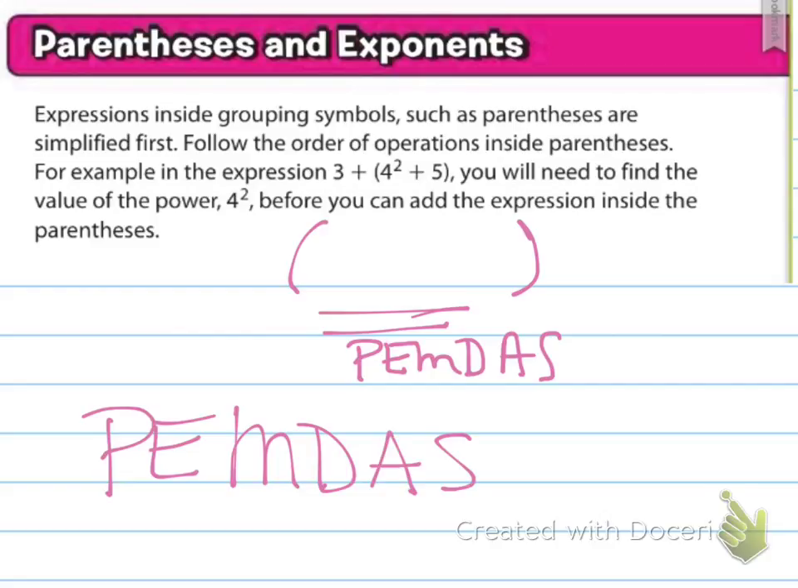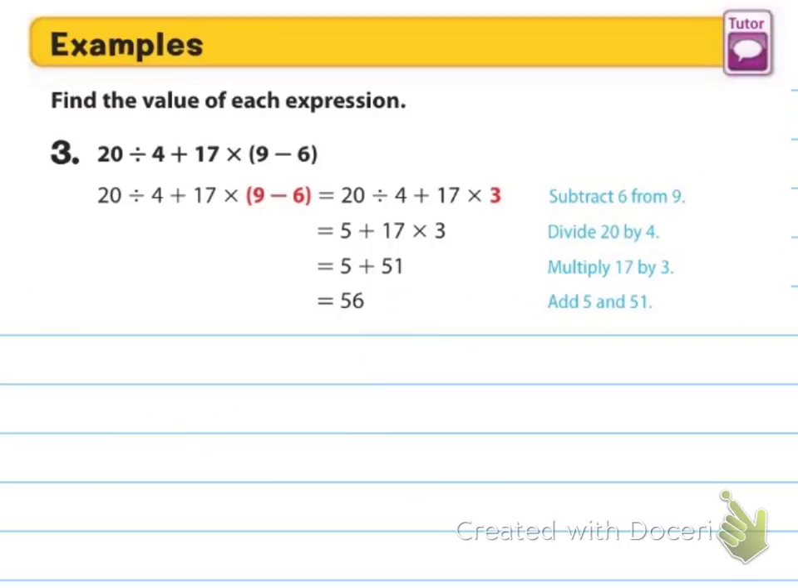So it's really important that you understand that what goes inside the parentheses also is applied with the Please Excuse My Dear Aunt Sally. And in this case, our exponent will go before our addition. So we would do 4 times 4 plus 5.